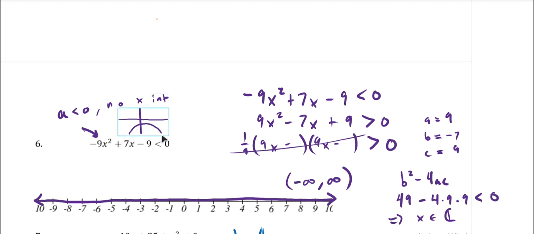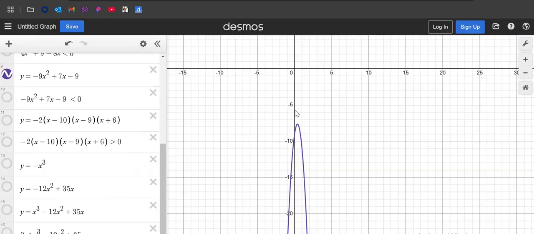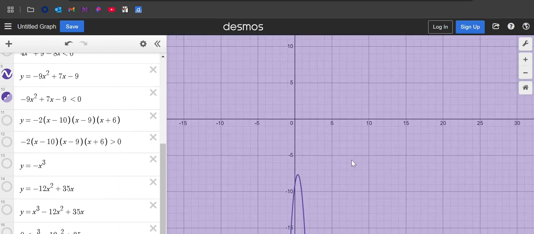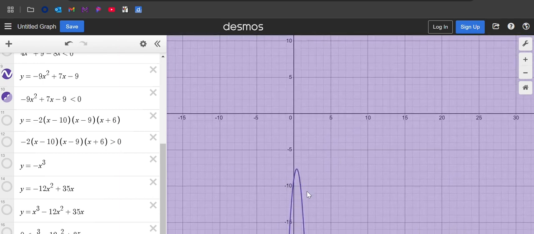So we're going to have something that looks like this. It is in fact always negative. And so when we ask this question, where is it negative, the answer has to be the whole real number line. Here's a slightly more accurate graph of that quadratic, and asking the question, where is it less than 0, is, well, everywhere. It shades the entire thing because this is always negative.